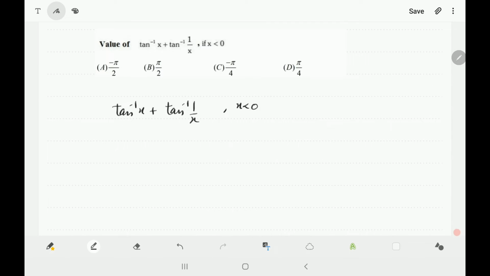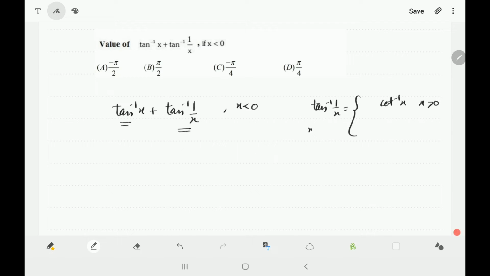In this problem, we have to find the value of tan inverse x plus tan inverse 1 by x if x is negative. Tan inverse x is already simplified. We have to simplify tan inverse 1 by x. Tan inverse 1 by x can be written in terms of cot inverse x for x positive as well as x negative. We already know that tan inverse of 1 by x is equal to cot inverse x if x is positive. I have told you to remember these formulas through values.